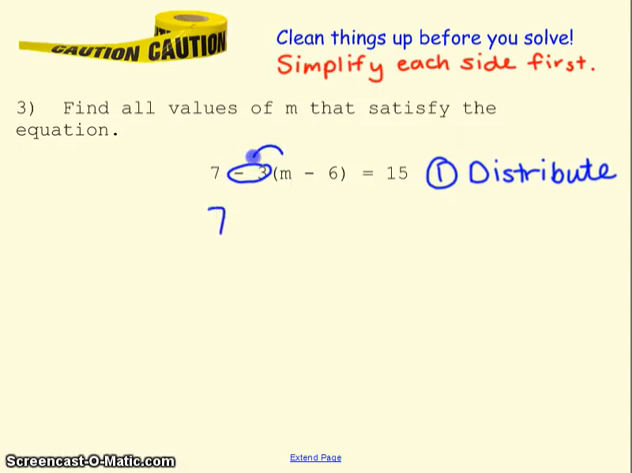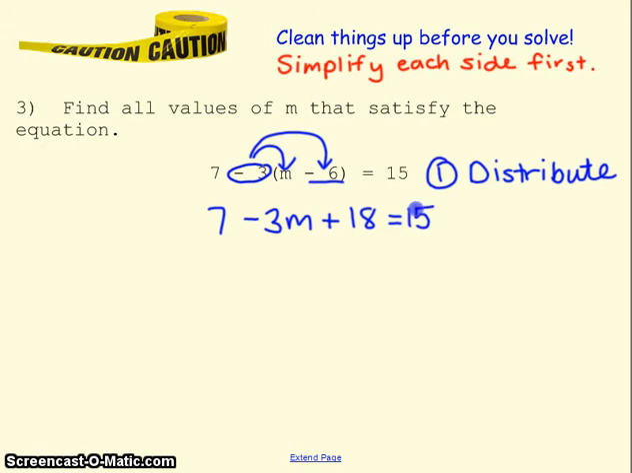And then negative 3 is going to get multiplied by m. Make sure that you put this negative with the 3. So that gives us minus 3m. And then the negative 3 also gets multiplied by the negative 6. So negative 3 times negative 6 gives you positive 18. You want to be really careful of your signs when you do this. And then we have equals 15.